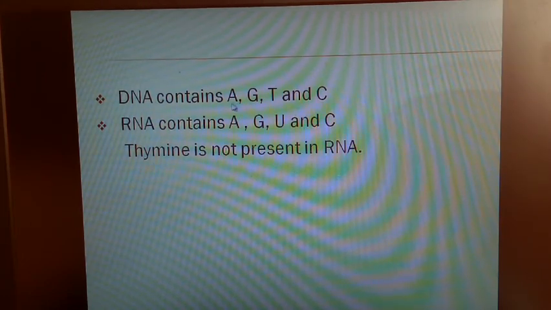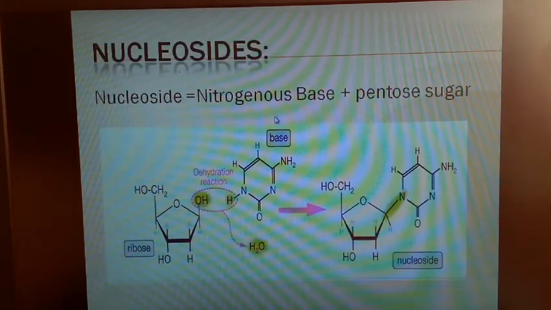So DNA has the bases adenine, guanine, thymine and cytosine. RNA contains adenine, guanine, uracil and cytosine. If you check, thymine is there in DNA, while in RNA it is uracil. So thymine is not present in RNA, likewise uracil is not present in DNA. The bases which differ between RNA and DNA are thymine and uracil. I hope it is clear. So make a note of it. It is very, very important.